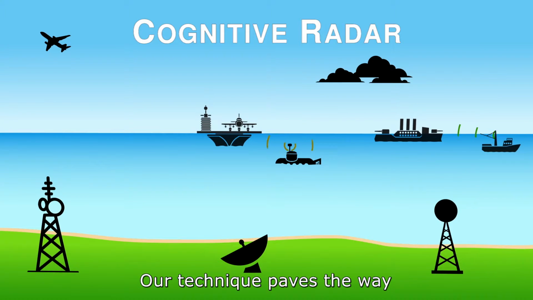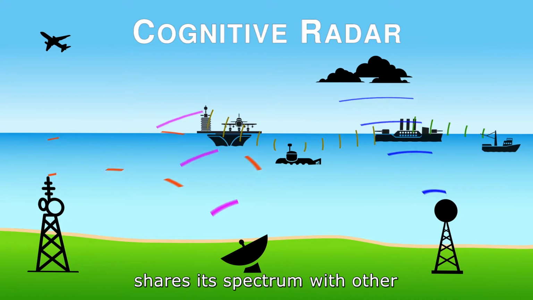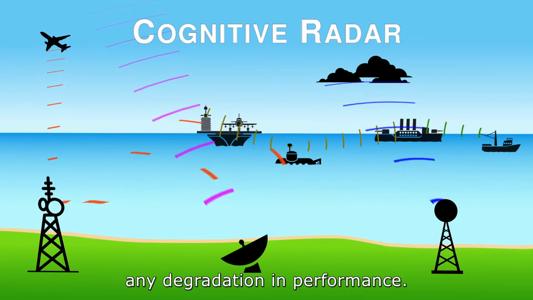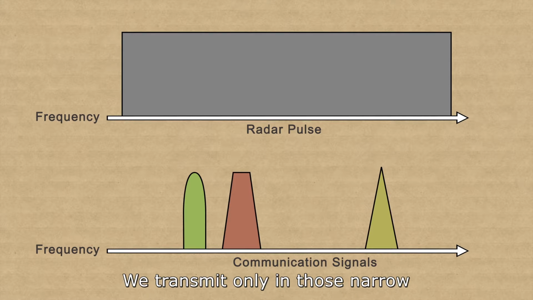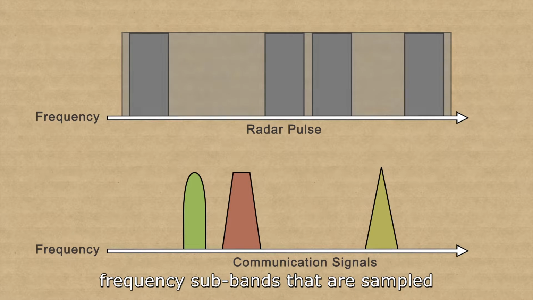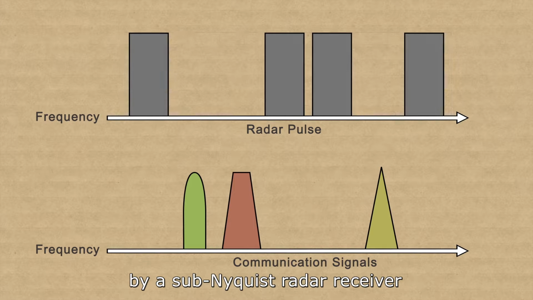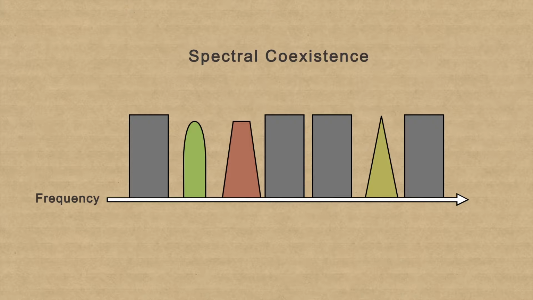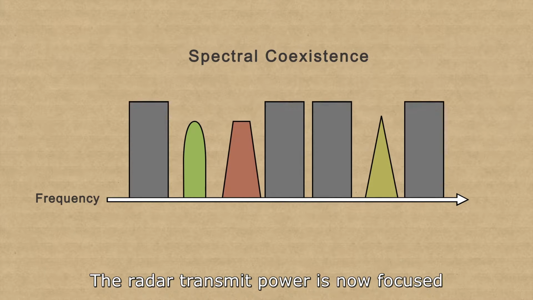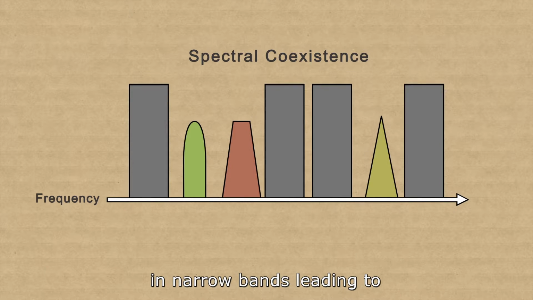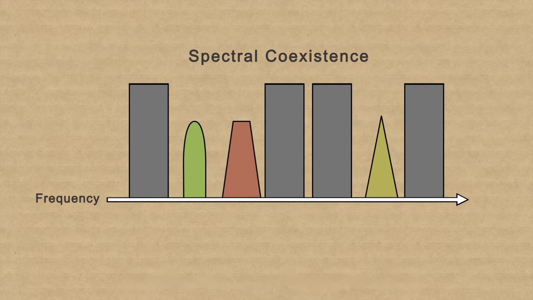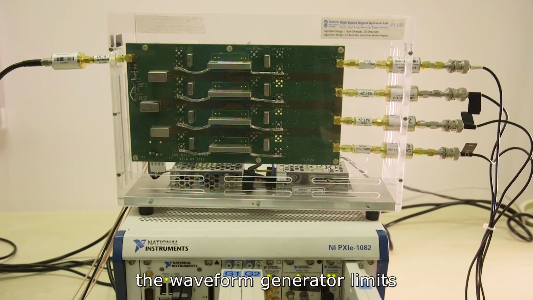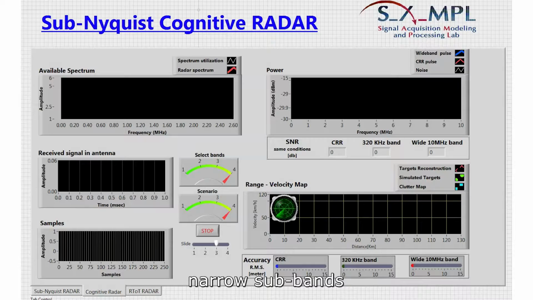Our technique paves the way for a cognitive radar which shares its spectrum with other communication services without any degradation in performance. We transmit only in those narrow frequency subbands that are sampled by the sub-Nyquist radar receiver, allowing the holes to be used by other comm services. The radar transmit power is now focused in narrow bands, leading to an enhanced signal-to-noise ratio. In our cognitive radar prototype, the waveform generator limits the transmit signal to only 4 narrow subbands.